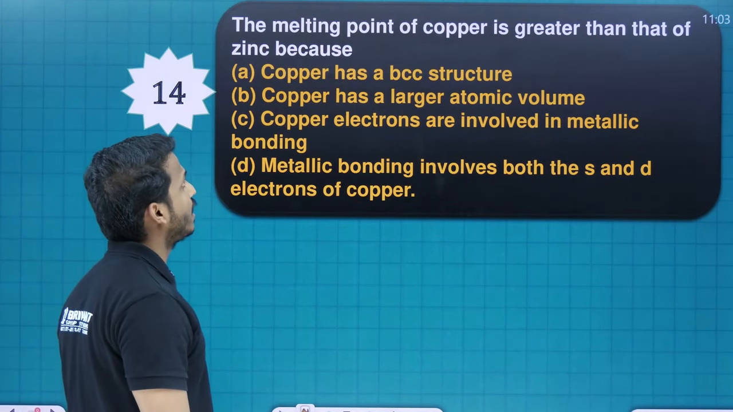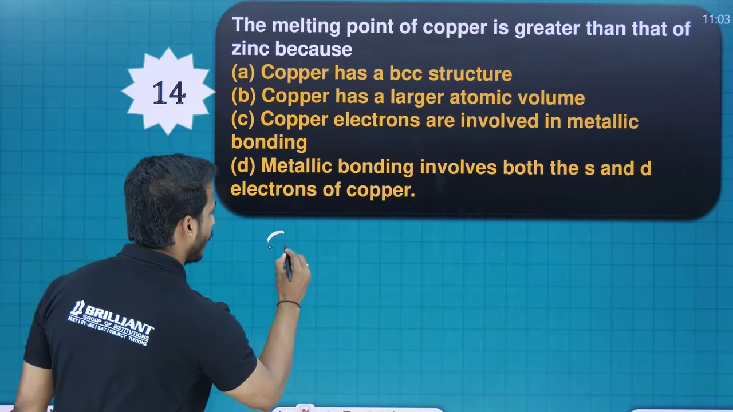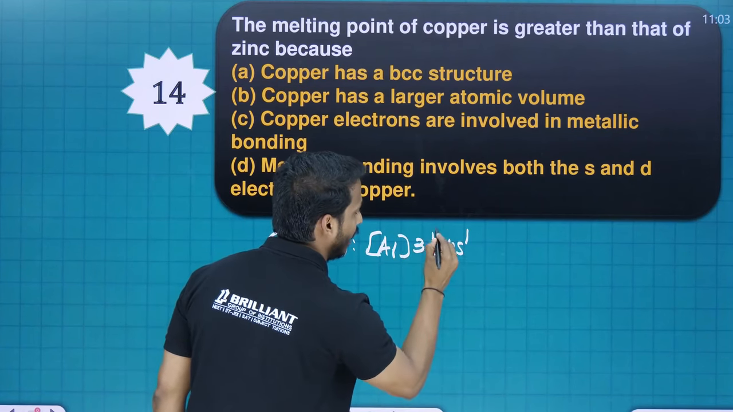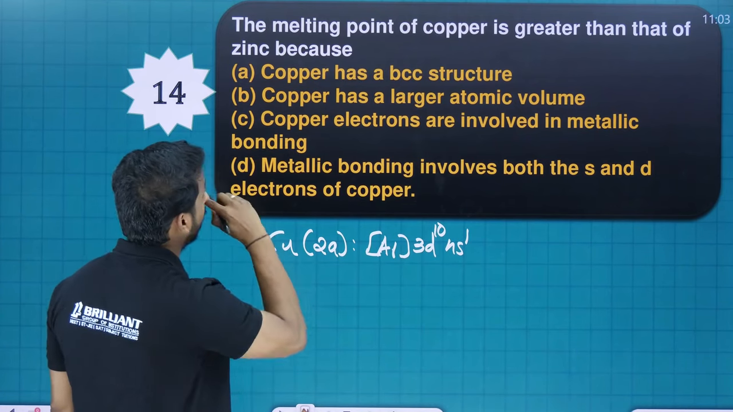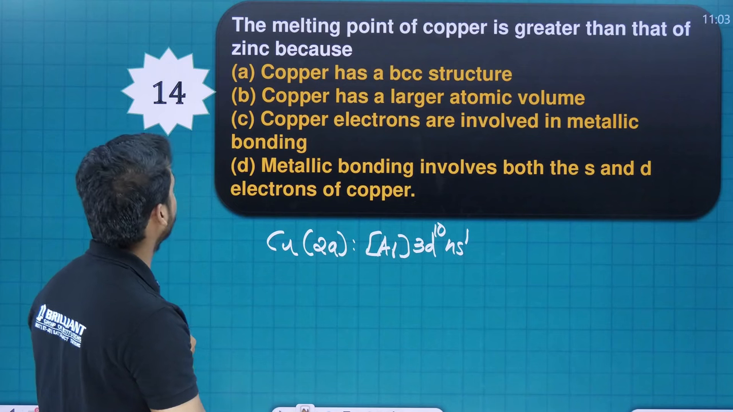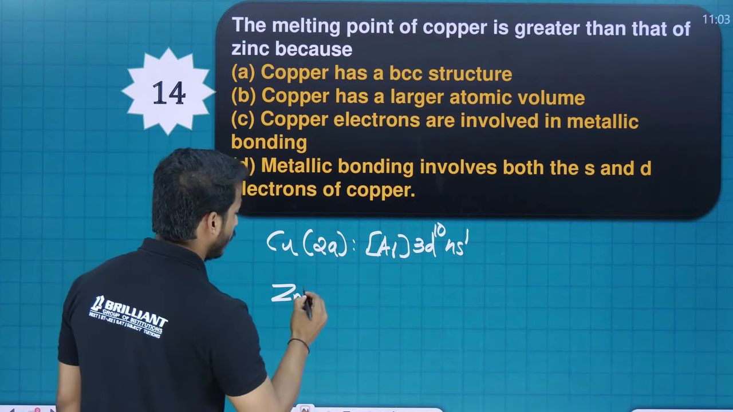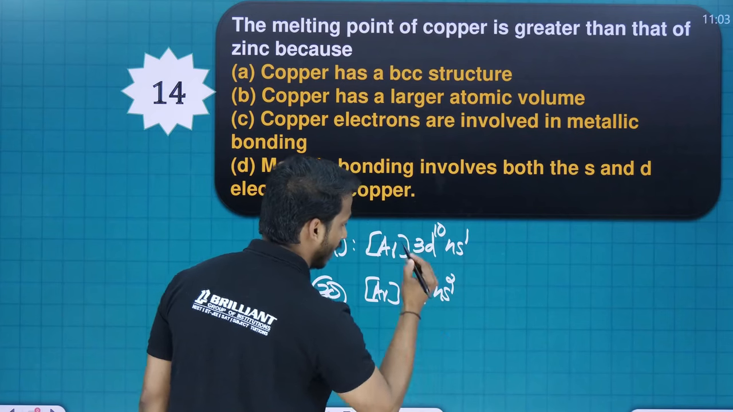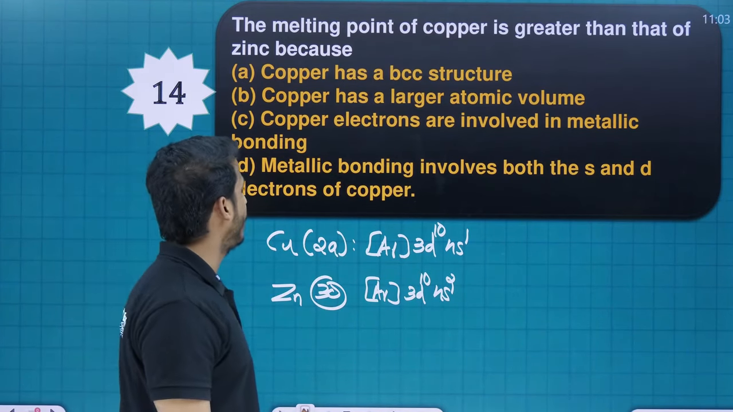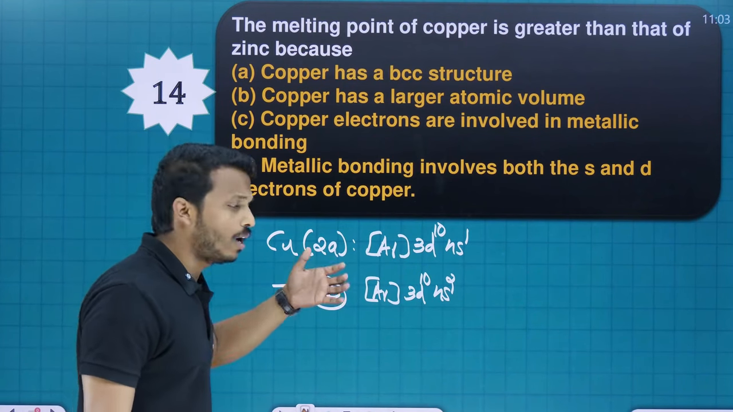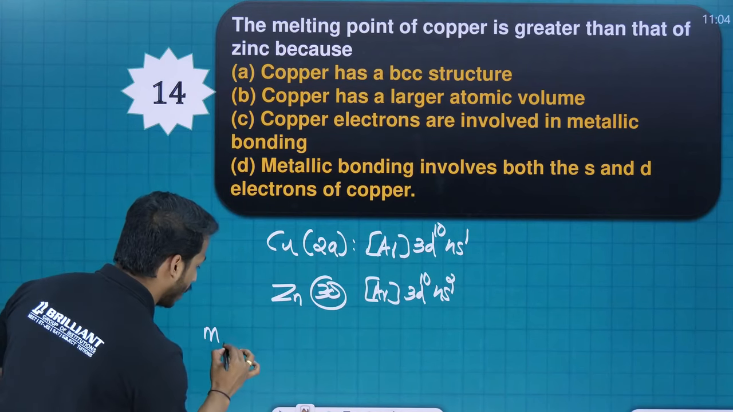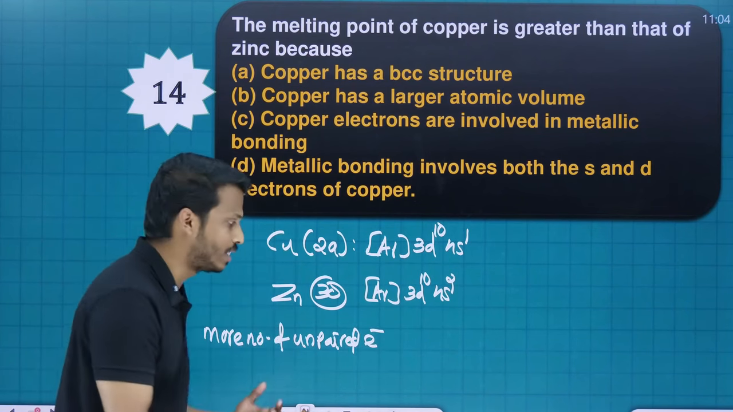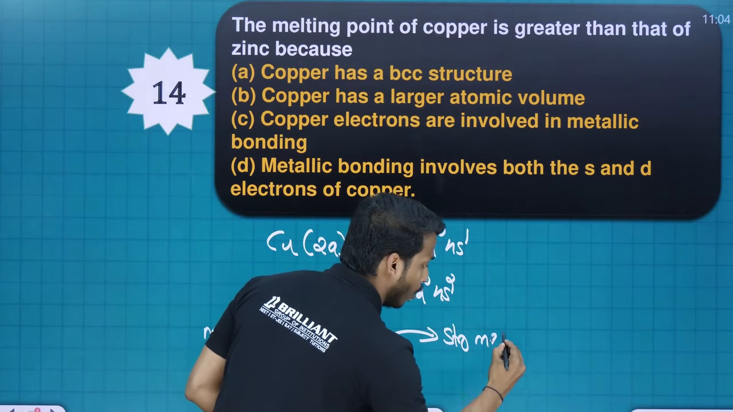Now the melting point of copper is greater than that of zinc because, see, copper atomic number 29, you know there is an exception in configuration, that is argon 4s1 and 3d10. This is the configuration. What about melting point of copper greater than that of zinc? Zinc, the atomic number is 30. So what we write? Argon and 4s2 3d10, right? Ready. Now question, why the melting point of copper is greater than that of zinc? See, what is the reason for melting point? See, if that contain more number of unpaired electron, if they're in the system, they form very strong metallic bond.